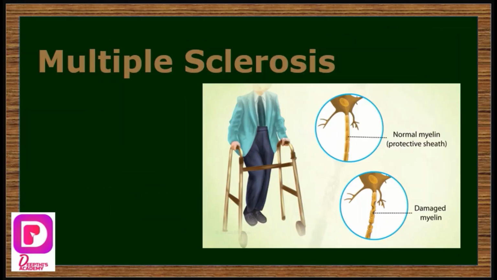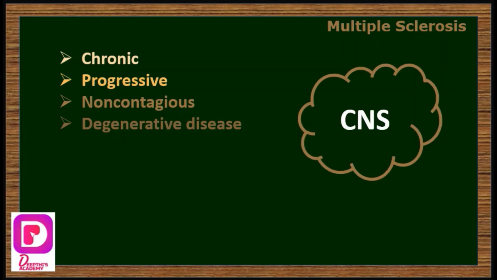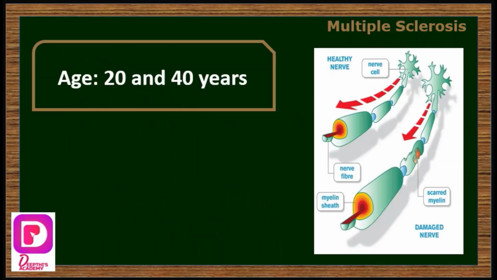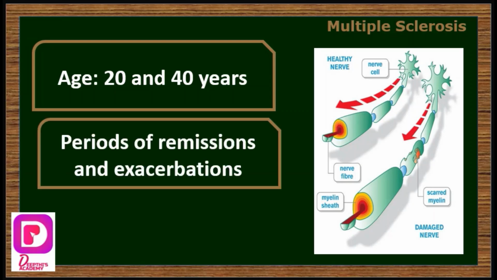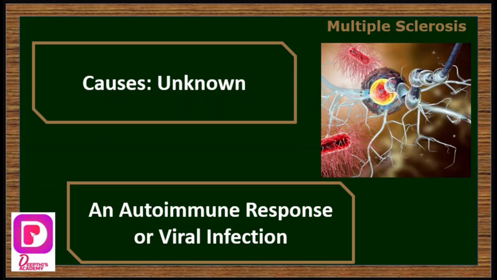Let's see multiple sclerosis. What is multiple sclerosis? It's a chronic, progressive, non-contagious, degenerative disease of the central nervous system characterized by demyelination of the neurons. It usually occurs between the ages of 20 to 40 years and consists of periods of remissions and exacerbations. The cause is unknown, but the disease is thought to be the result of an autoimmune response or viral infection.